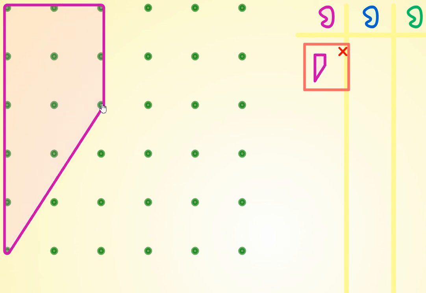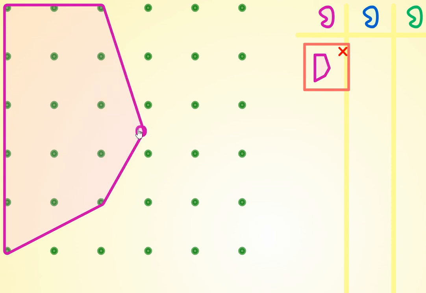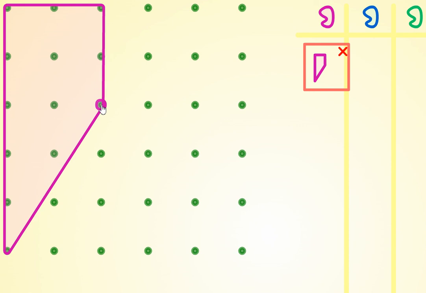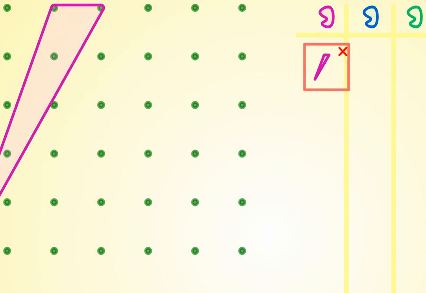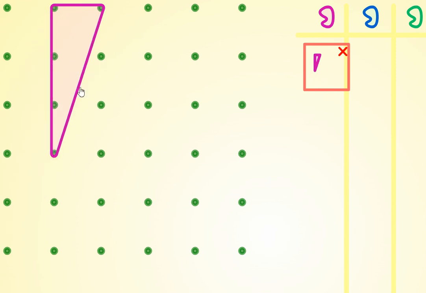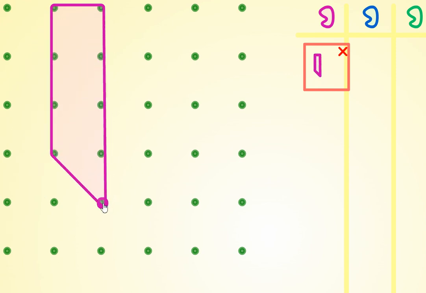Is that a trapezium? Of course it is. Is that a trapezium? Absolutely. Is that a trapezium? Yes. What about this? No. That's irregular. What about... Okay, back to a triangle. What about that? Yep, only one pair.